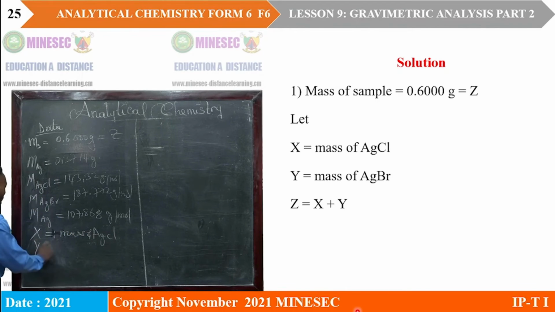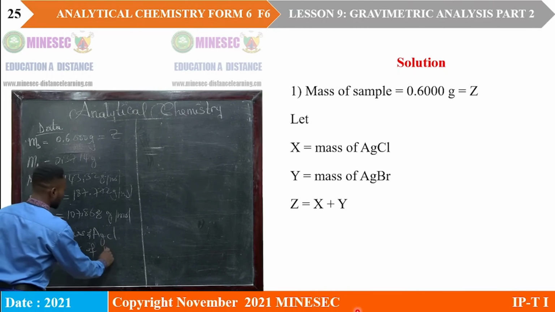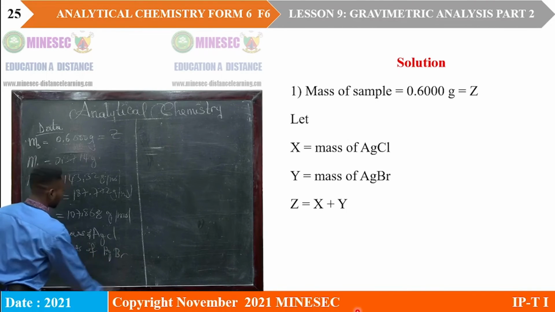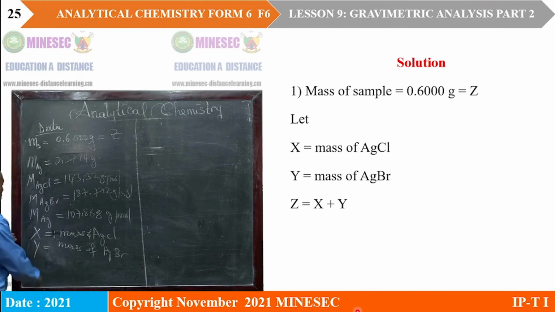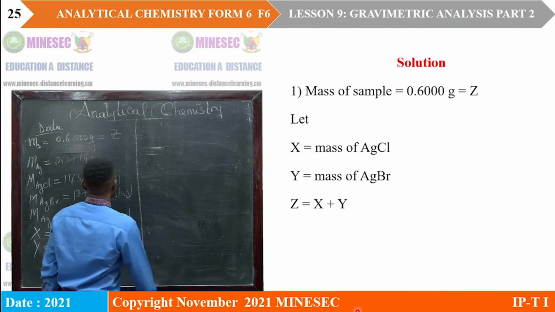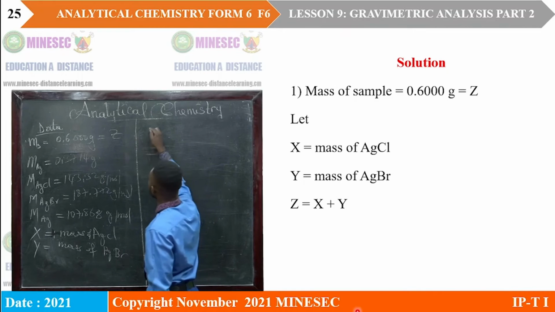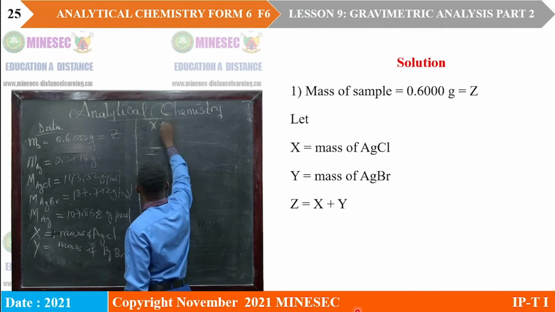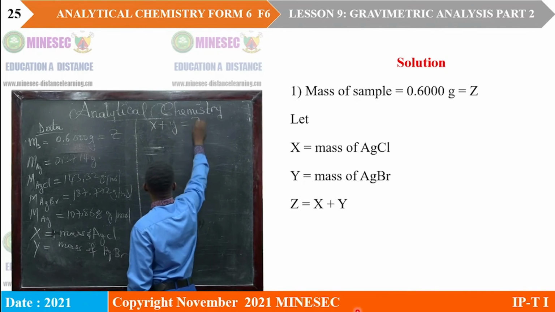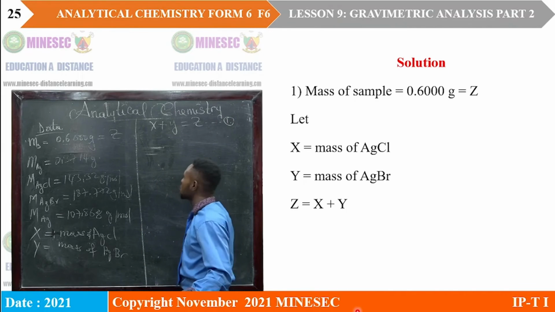And let Y be the mass of silver bromide. And they ask us, these are the masses that they have asked us to calculate. At the end, we know that X plus Y must give us Z, equation 1. That's the first thing we need to know.